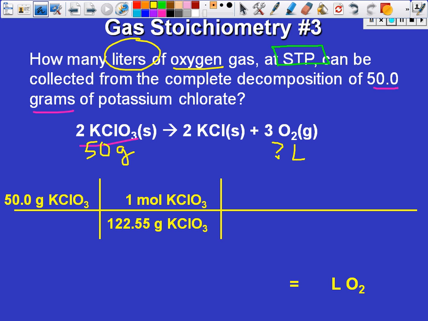All right, so how can we relate this? Again, we know first of all we've got to get rid of the grams, we've got to go to moles. So that is our first major step. Again, the molar mass of potassium chlorate is 122.55 grams. All right, so now we're at moles of KClO3.